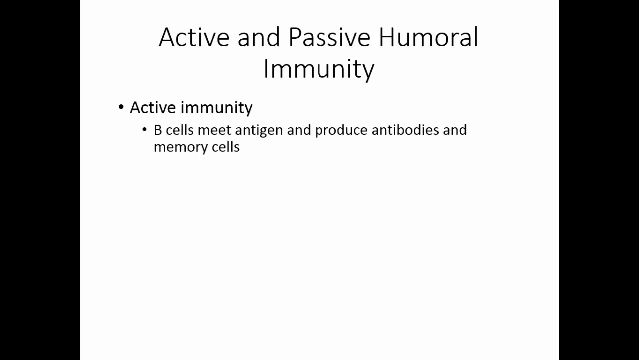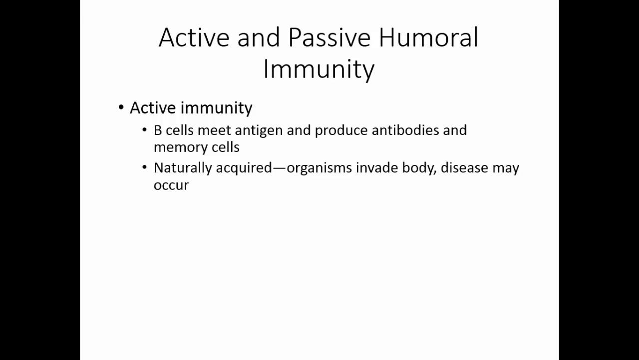In active immunity, the B cells meet the antigen and produce antibodies and memory cells. This can either be naturally acquired, where the organism actually invades the body and disease occurs, but then you have memory cells that mount an effect anytime you see that organism again, or it can be artificially acquired. This is where you receive a vaccine, you mount an immune response to a dead organism or an attenuated organism. Sometimes you have to receive booster shots because the initial response may not give you enough memory cells to be protective the second time you see it. Also, booster shots just revive those memory cells, make sure you have a nice fresh population of memory cells to protect you.